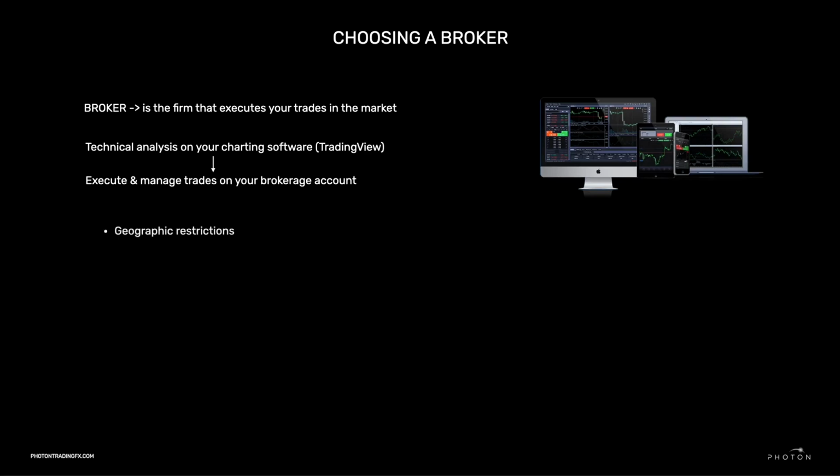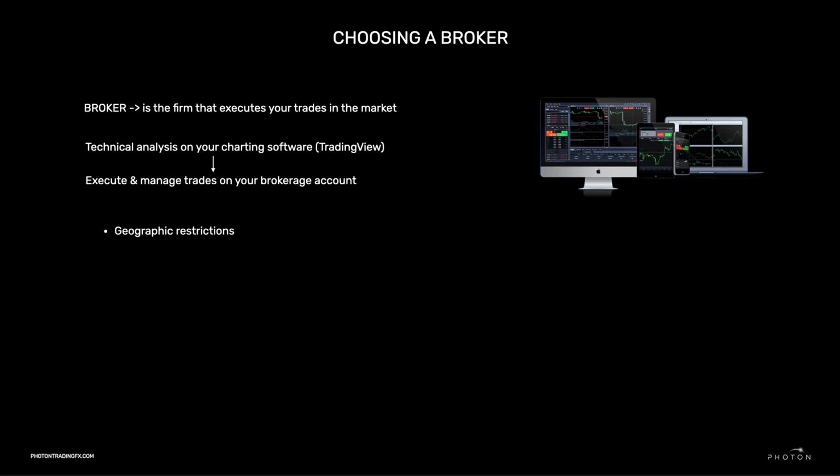So the first of those is any geographic restriction. What I mean by that is it can hugely depend on where you live in the world, because some brokers restrict accounts to certain geographic locations. So the first thing to check is, can you even open an account with the broker that you're looking at in whatever country, state, or province you live in?